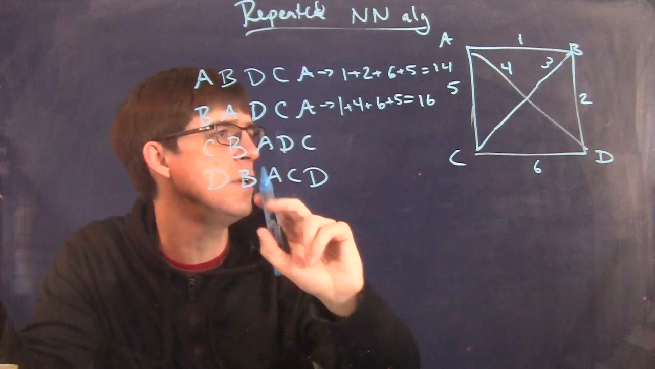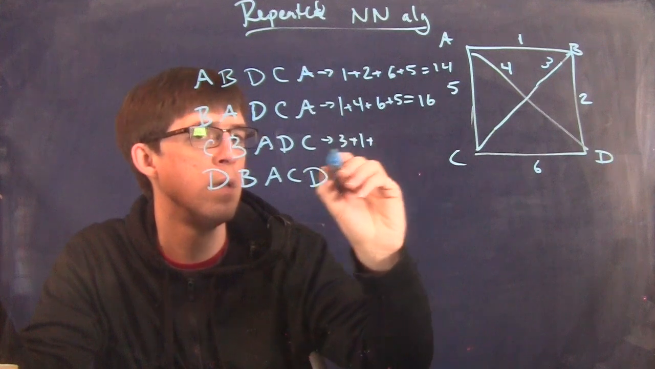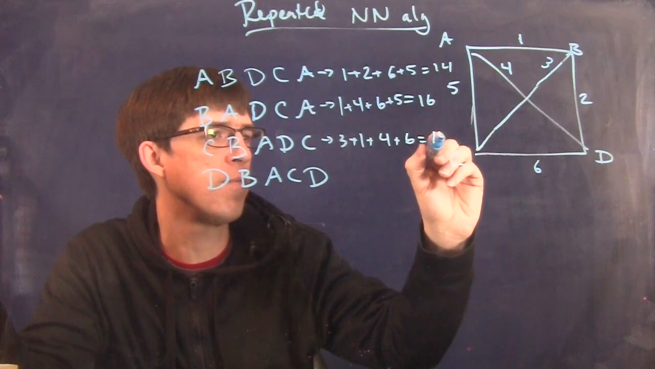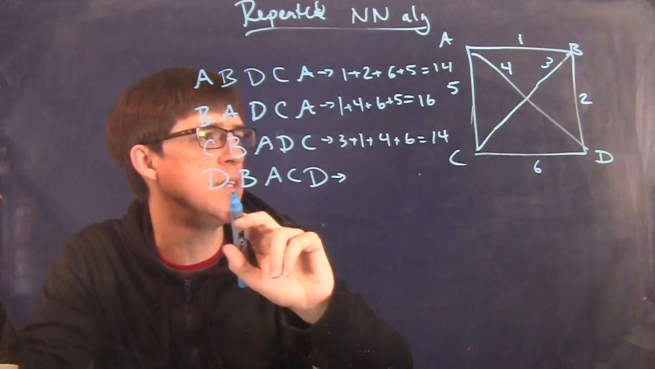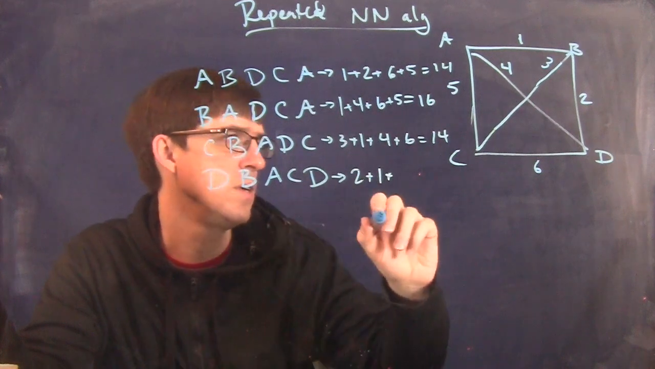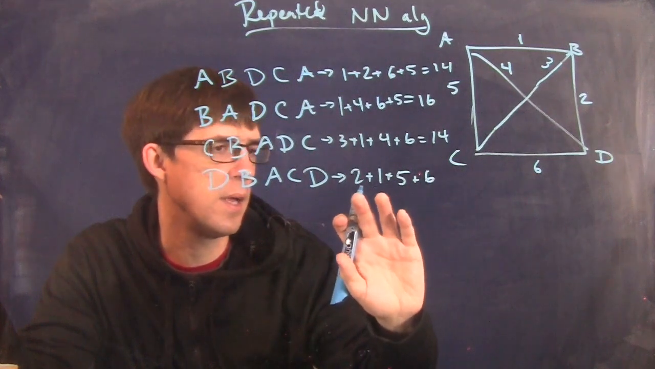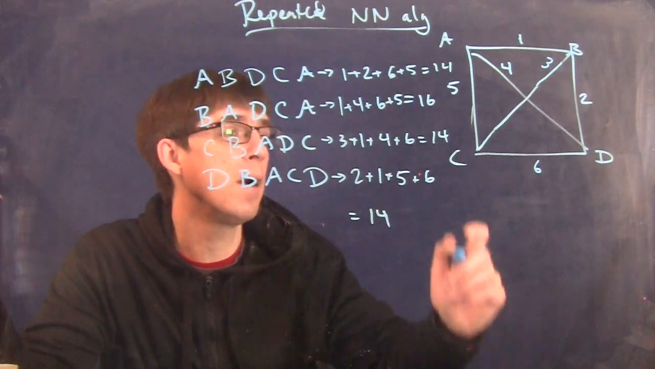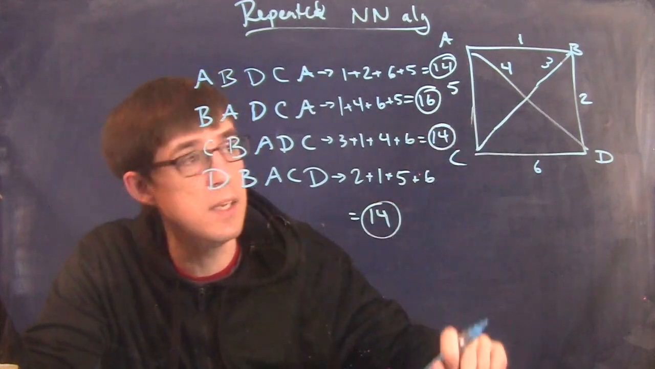C, B, A, D, C. C to B is 3, B to A is 1, A to D is 4, D to C is 6. Add them up, I get 14 again. And D, B, A, C, D. This one, D to B is 2, B to A is 1, A to C is 5, C to D is 6. And when I add them up, I get 14. Great. So I'm looking at trying to choose the best one. Apparently, the best one of these options is one of these 14s.